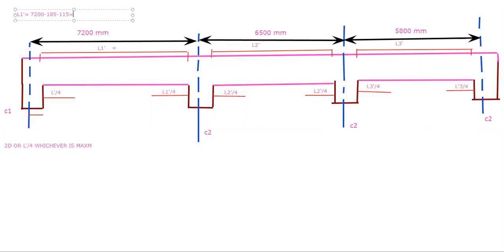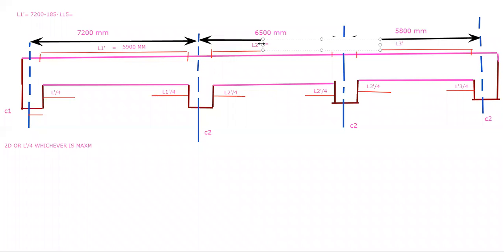Okay. So how much are you getting? 7200 minus 115 minus 185 minus 185 gives 6900. Okay, this we got like that.